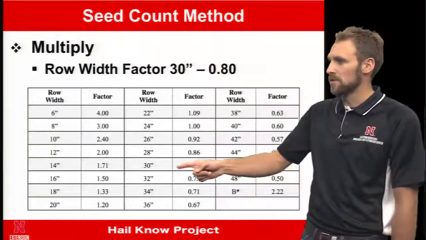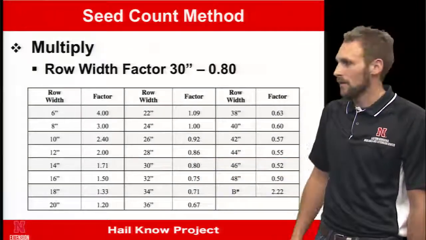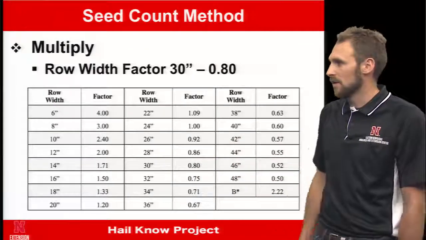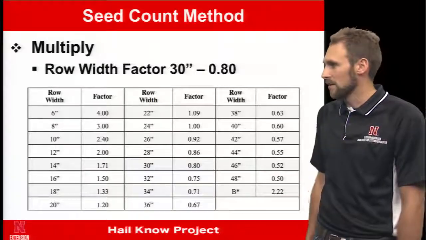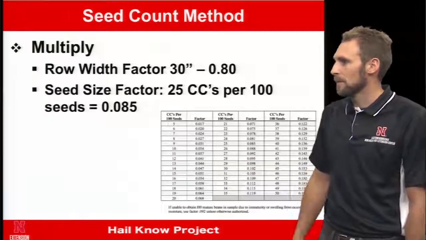But if you've got 30-inch rows, we'll say, on the field, you just need to take this 0.8, write it on a sheet, keep it with you. It'll be part of your estimation for determining the total yield that's out there. And if you've got a different row number, you can do a different one from this chart.